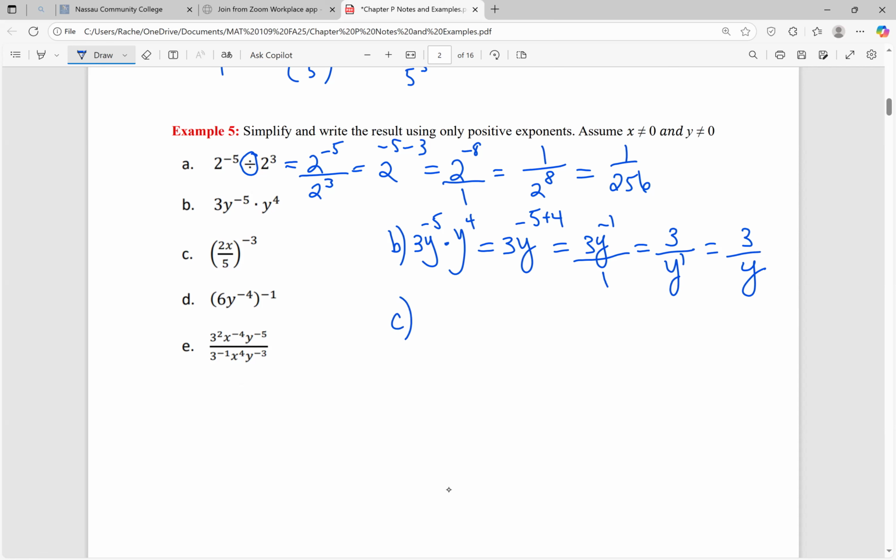So let's look at part C. So we have 2x divided by 5, and we're raising that to the negative third power. So remember, when I have a quotient or a fraction raised to a power, we distribute the power to each piece of the quotient. So to the numerator and the denominator. So I'm going to have 2 to the negative 3 times x to the negative 3 divided by 5 to the negative 3.